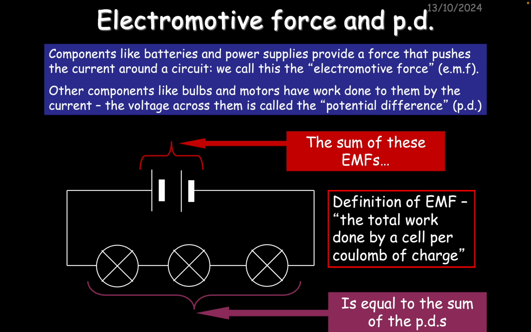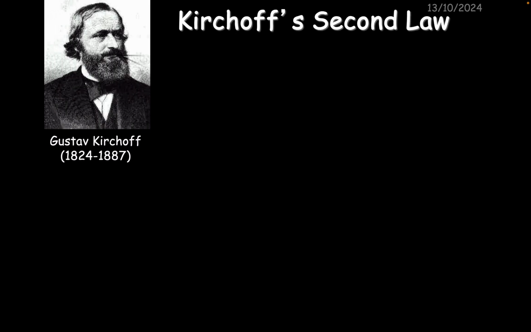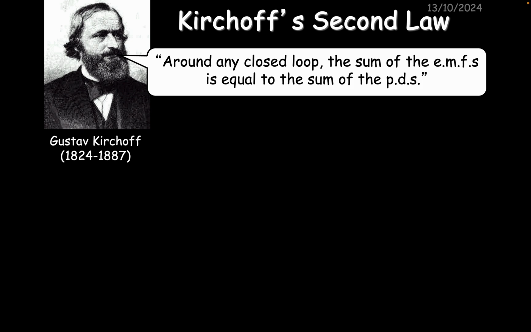So the definition of EMF is the total work done by a cell per coulomb of charge, per unit of charge, which is a coulomb. So this really goes on to Kirchhoff's second law, which he describes as around any loop, that means one part of a circuit which is a complete path, the sum of the EMFs is always equal to the sum of the PDs, okay? That's just the case. You just make sure you haven't missed out any of the PDs, including any resistances which are difficult to define or may not be a component in themselves, but may be an internal resistance of a cell or a battery.